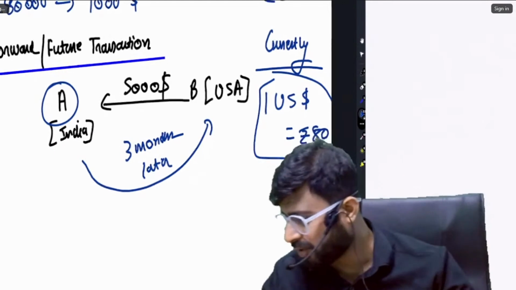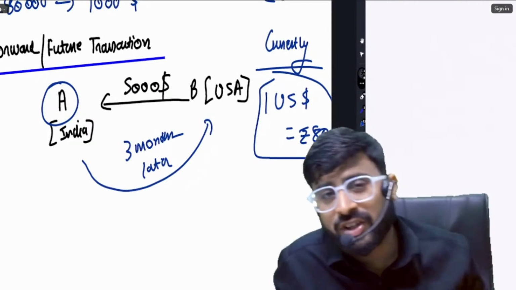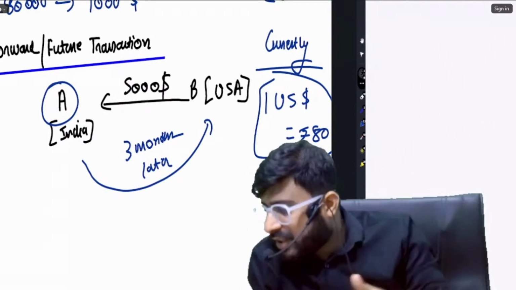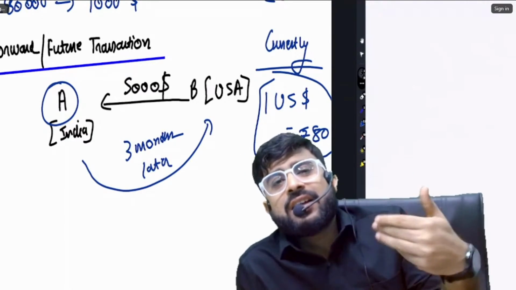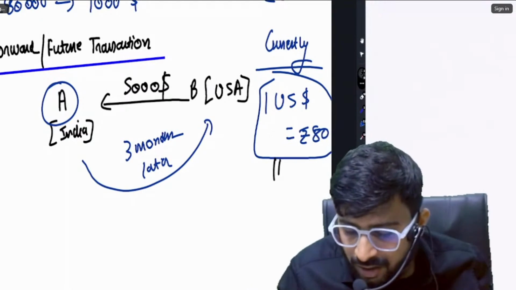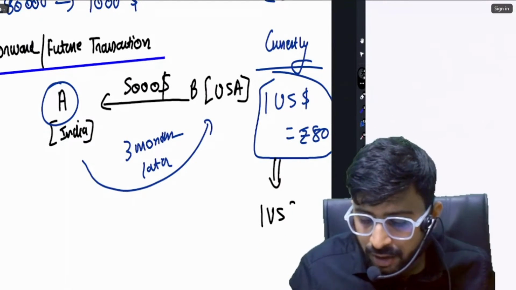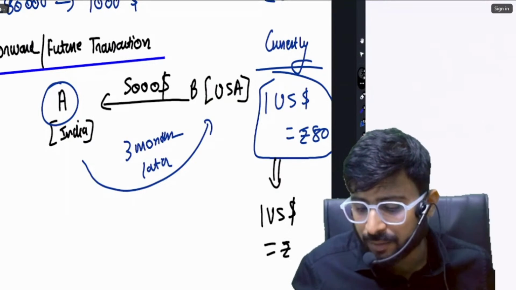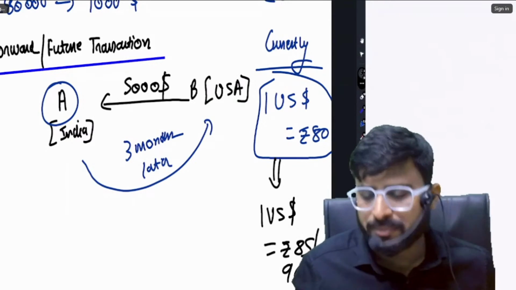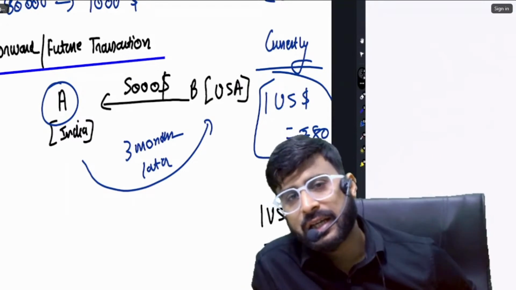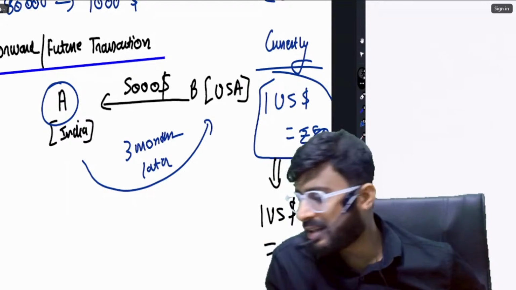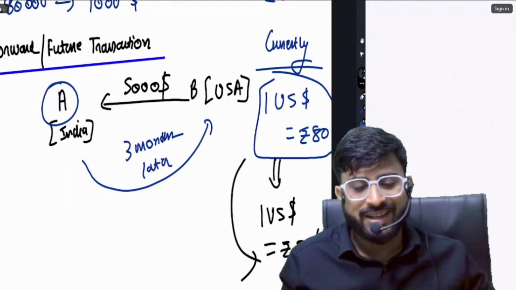Yes, very good. The fear of A is that in future, 3 months later, what if $1 becomes 85, 90, basically greater than rupees 80. That is the fear of A.